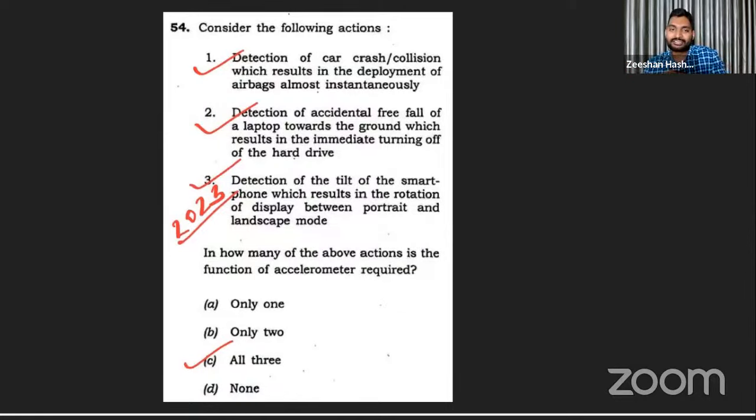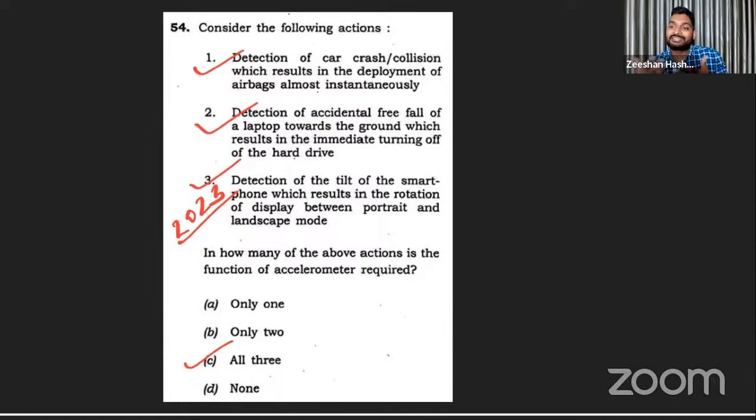Statement 1, detection of car crash collision. Statement 2, detection of accidental free fall of laptop. Statement 3, detection of tilt of smartphone. Again, no idea. But I have been discussing this for quite some time, and I'll be discussing this in detail in the 5 days PYQ workshop, 5 days PYQ challenge.